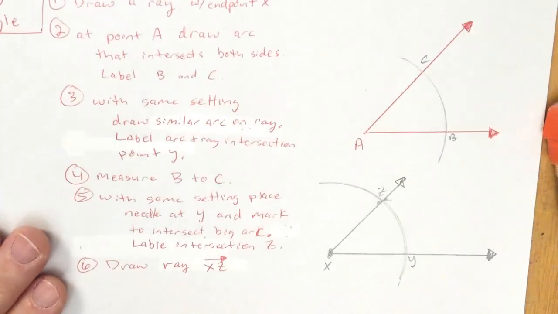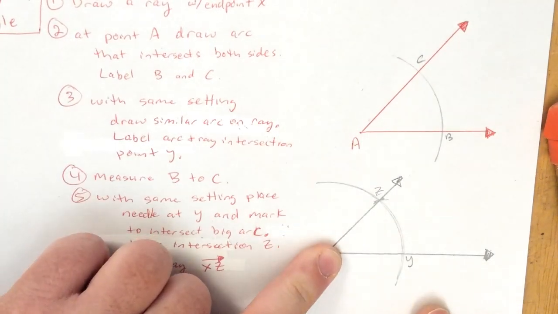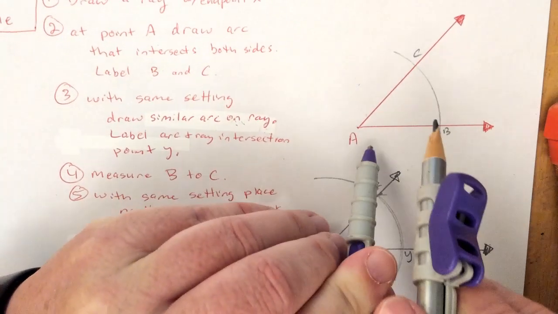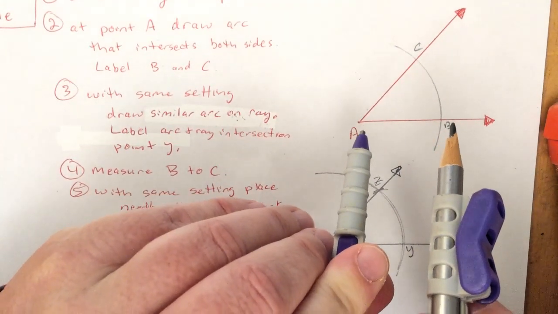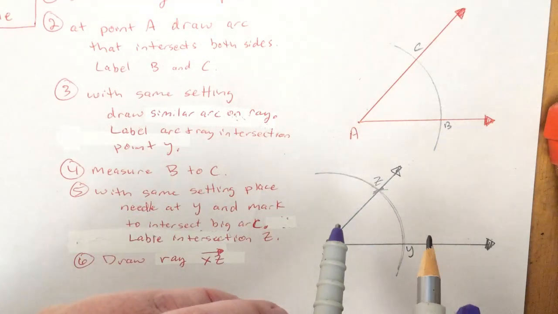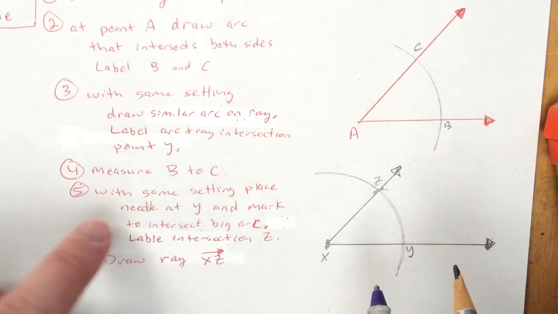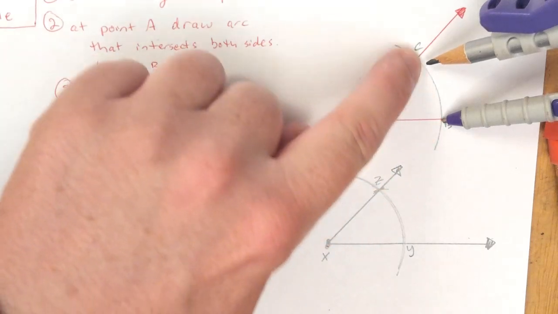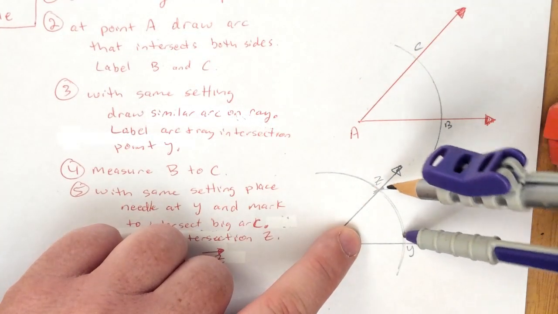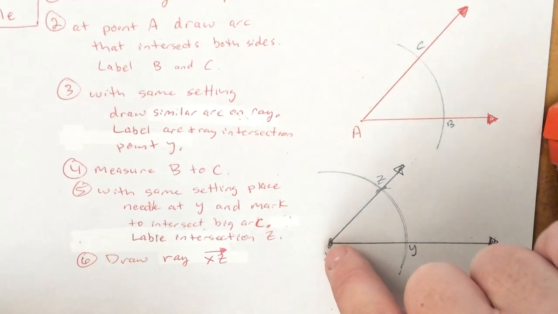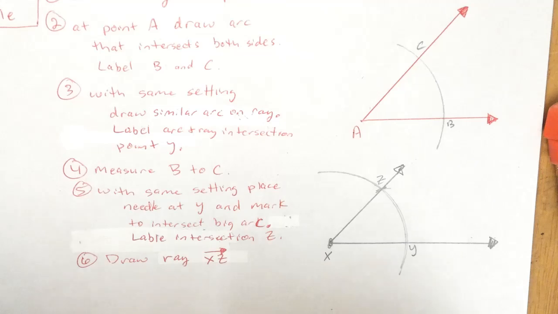So let's go through the steps again. So step 1, draw a ray because you need somewhere to go. Step 2, put your needle at A and make an arc. Step 3, with that same setting, make a similar arc on the ray. Then step 4, we're going to triangulate. We're going to measure this third distance, copy paste, mark it onto your new one. And your final step is to draw a line through from your vertex through that intersection. And there you go. And that's us copying an angle.